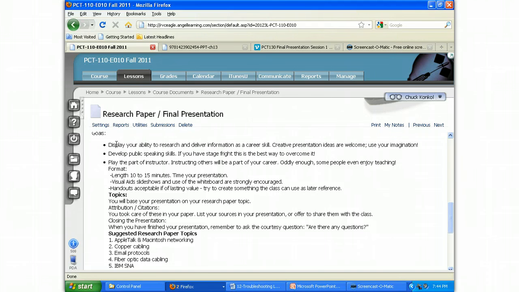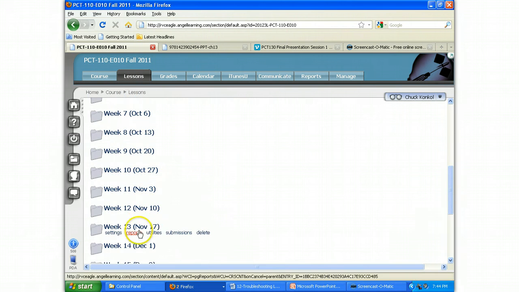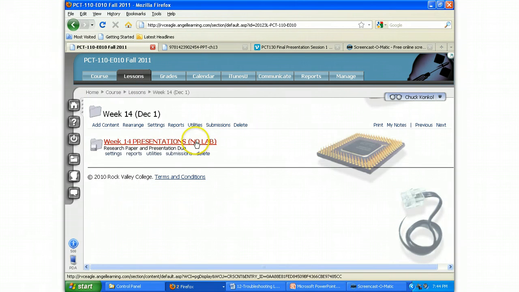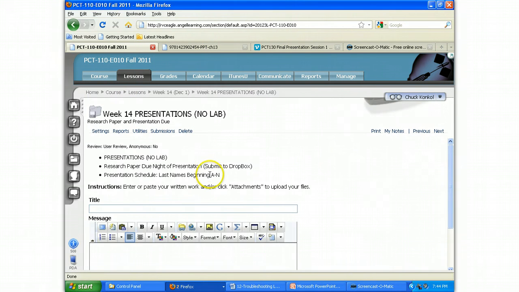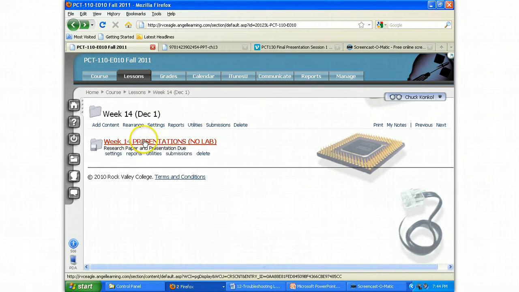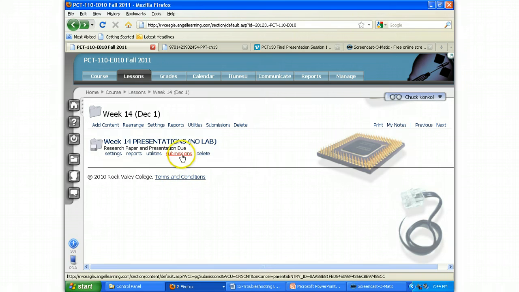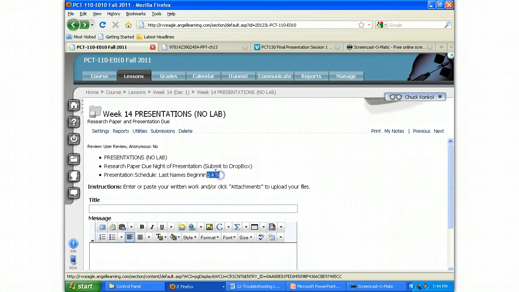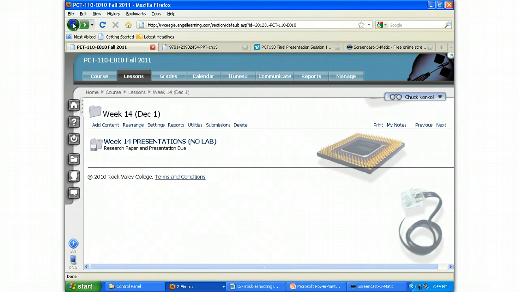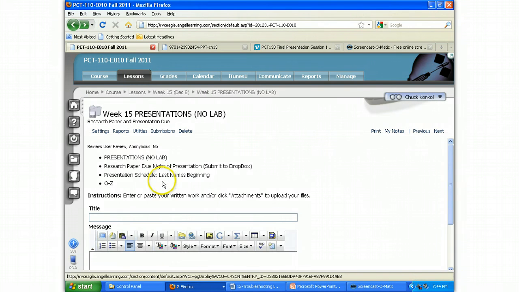The research paper will be due the night of your presentation. And let me go ahead and bring up that schedule real quick, which is week 14 and 15. Let's see here. Week 14. If your last name begins A through N, you are presenting on week 14, which is December 1st. Yeah, it's already in there. And then week 15, the rest of the people. Okay? And let me just make note on week 15.